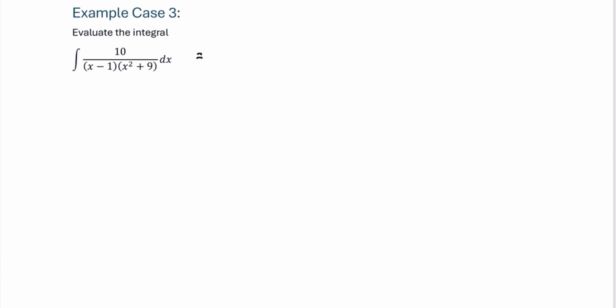In the denominator, the first factor we see is linear. So we'll do A divided by x minus 1, plus, the second factor in the denominator is the quadratic. So the numerator of our partial fraction will be bx plus c divided by x squared plus 9.